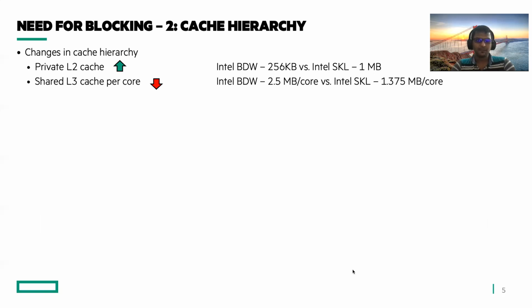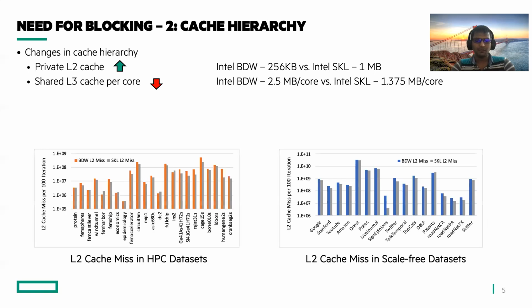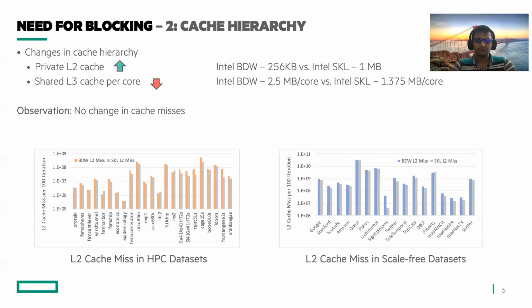On the other hand, we can see that Broadwell has a larger L3 cache per core when compared to Skylake's. With this information, we measured the number of L2 cache misses in HPC and scale-free matrices in both Broadwell and Skylake processors. Our expectation was that with the increase in the L2 cache, the number of cache misses should be reduced in the newer Skylake processors, for both HPC and scale-free datasets. But we observed no such huge change in the number of cache misses.